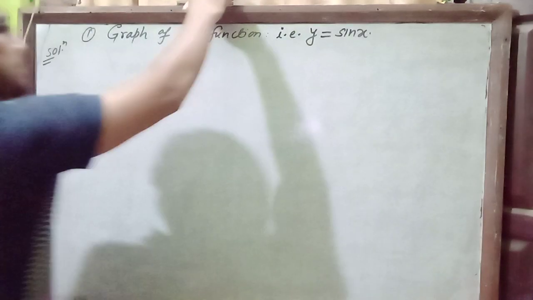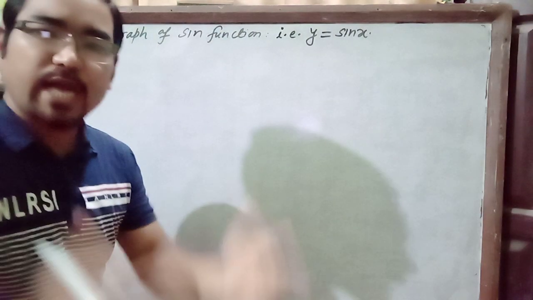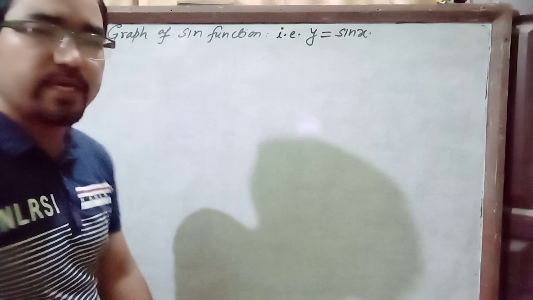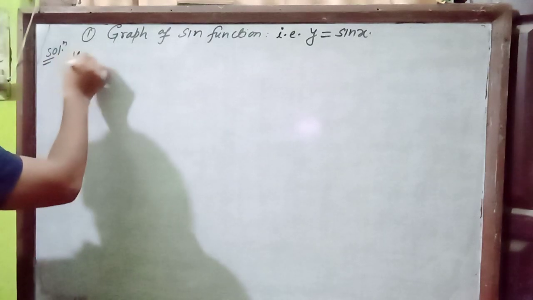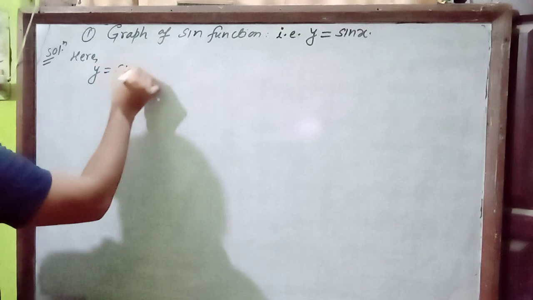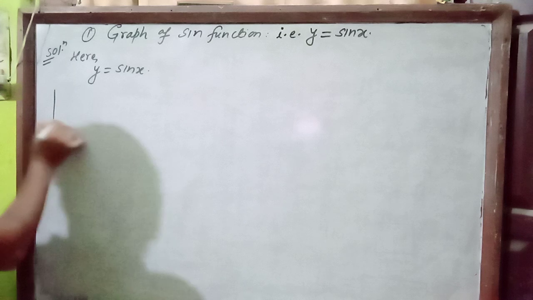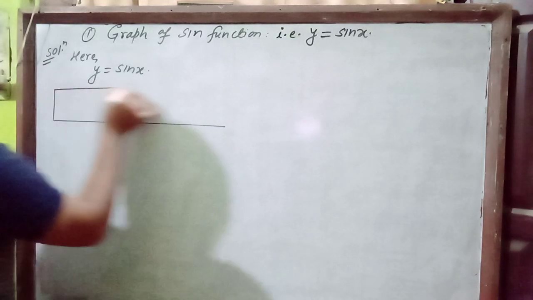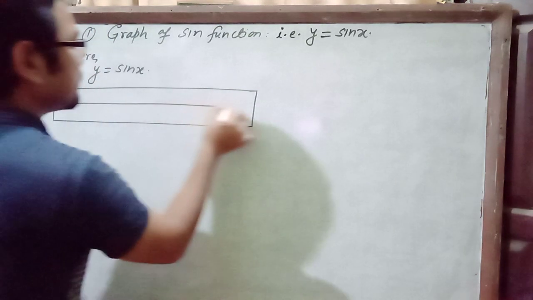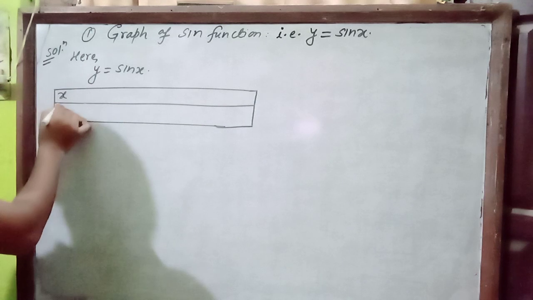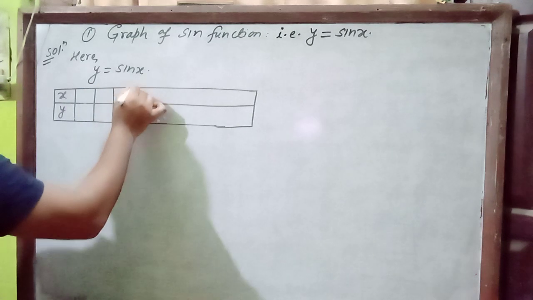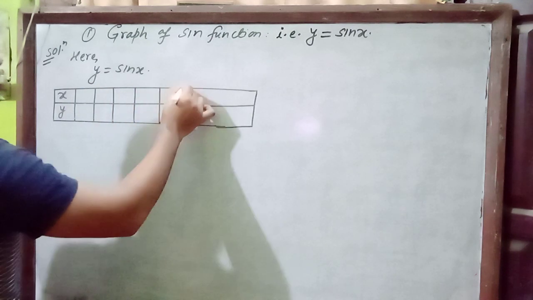Okay, then let's see. To represent this function in the graph, at first we have to create a table. We have to make a table here on the board. Everyone, we have given y equal to sine x. Now let's make a box here for the coordinate points to represent on the graph paper. It is like this: x, this is y, and many more values we can put here. As many points as we like we can put here.